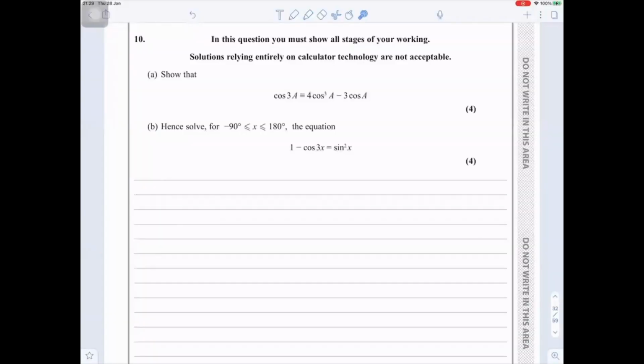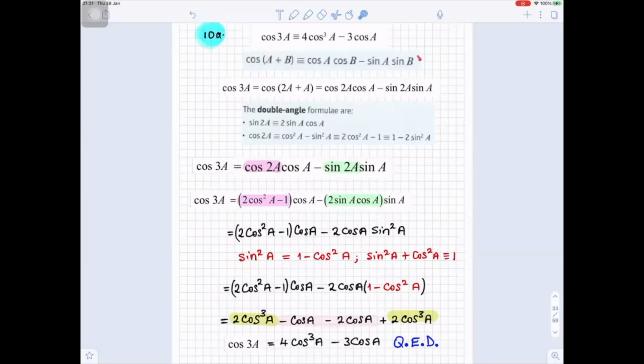Question number 10. Show that cos 3A is identical to 4 cos cubed A minus 3 cos A. So we're going to use this formula at the top, cos(A plus B), and we're going to use the double angle formula. So we want to write cos 3A as 2A plus A, because 2A plus A is 3A. And now using that, it becomes cos 2A cos A minus sin 2A sin A. Now we can change cos 2A into 2 cos squared A minus 1.